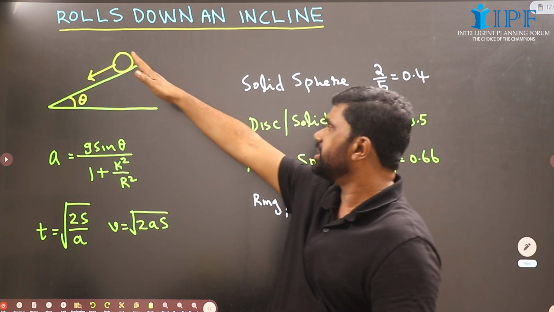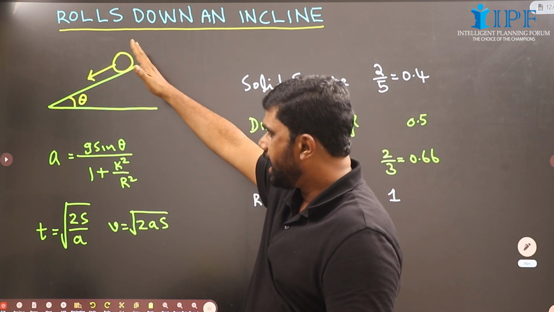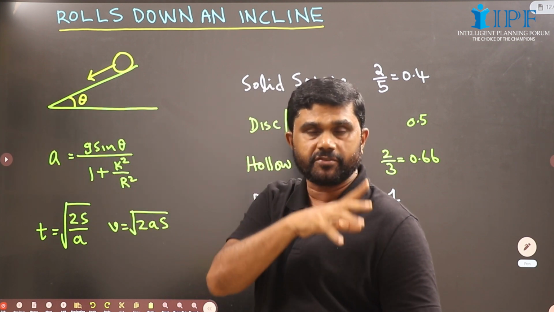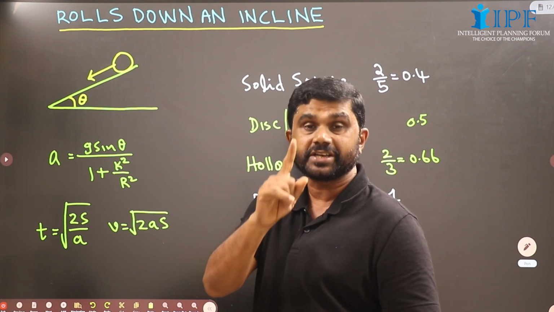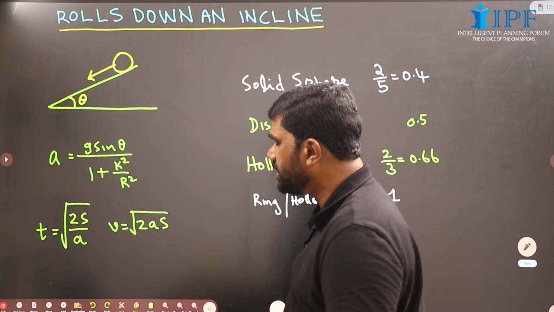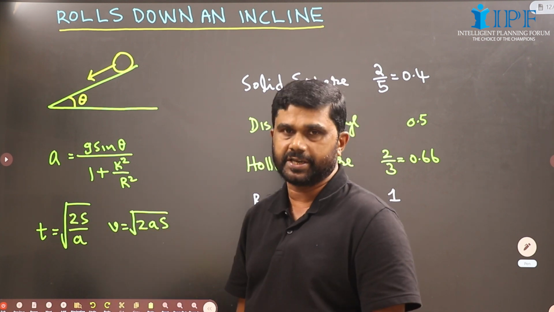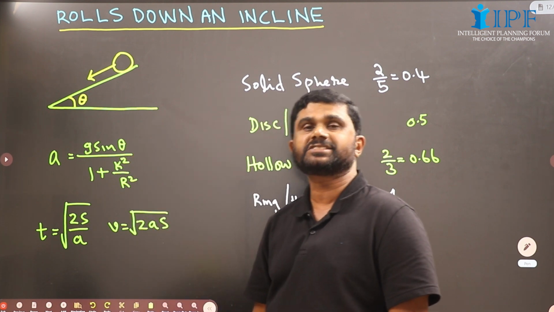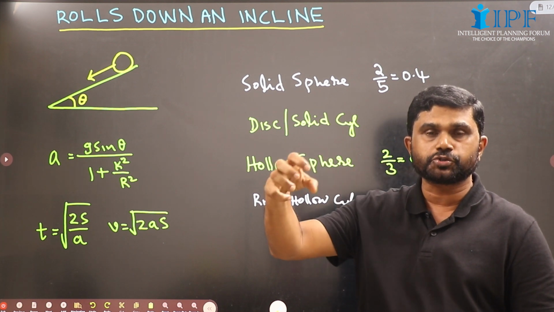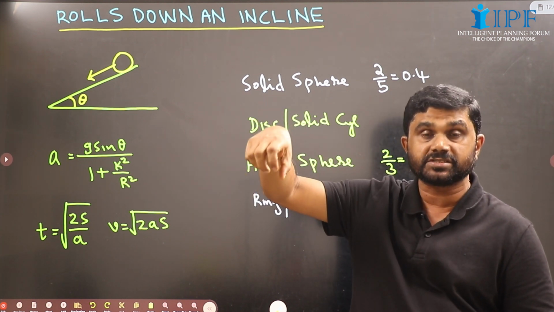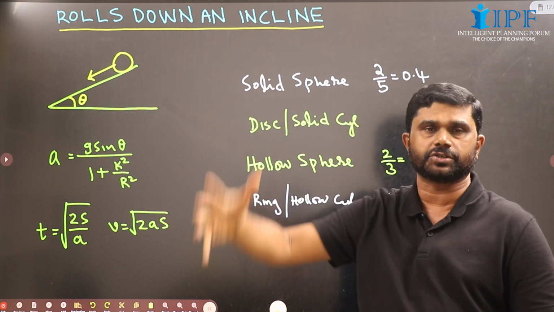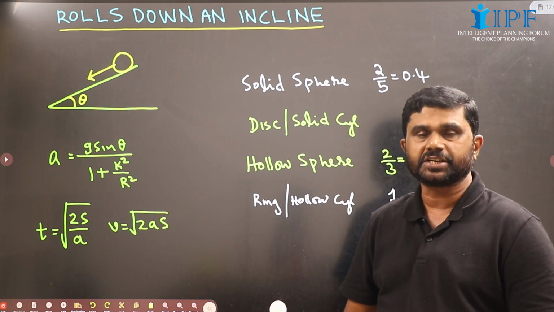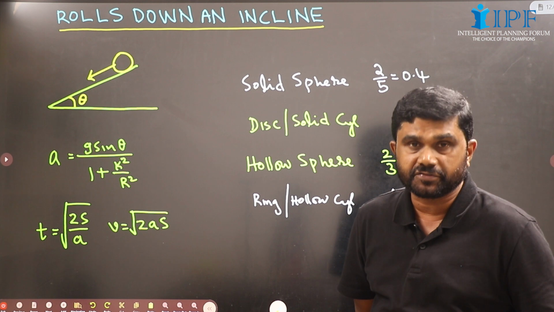Initially, suppose the body starts from rest, and let the length of the path be S. So we can apply S equal to ut plus half at square. Since u is 0, S equal to half at square, and from that you will get t equal to under root 2S by a. Next, you can apply v square equal to u square plus 2aS. Again the body starts rolling from rest, so u square is 0. So v square equal to 2aS, and v will be under root 2aS. That is the speed of the body when it is at the bottom of the incline.